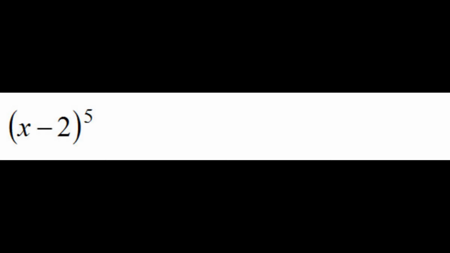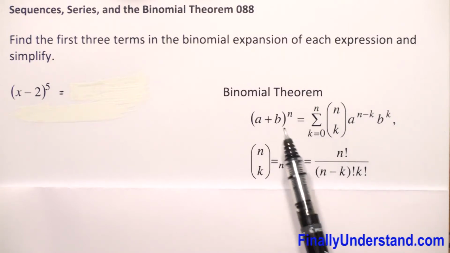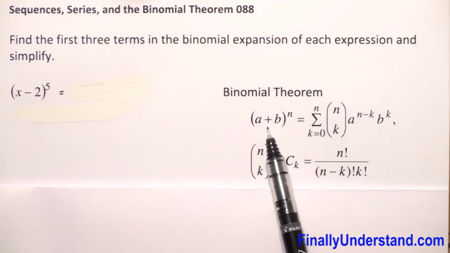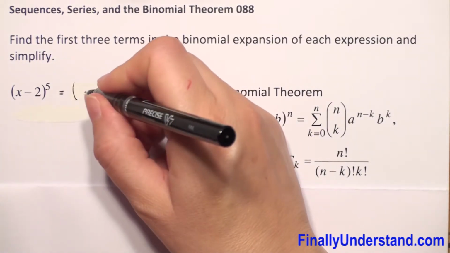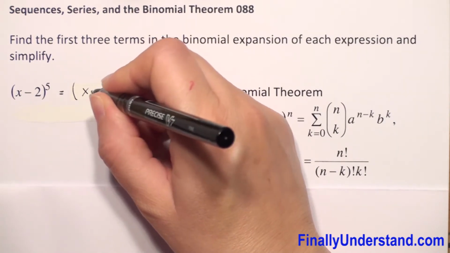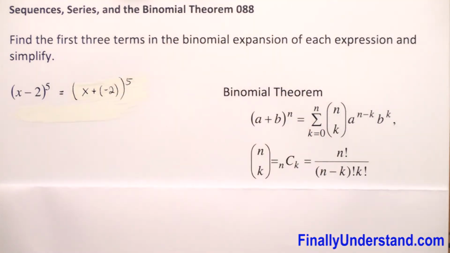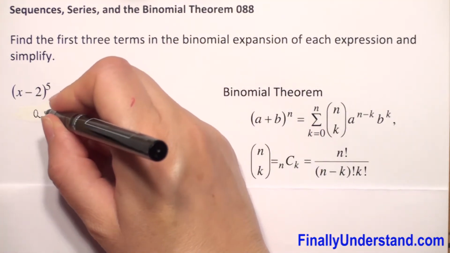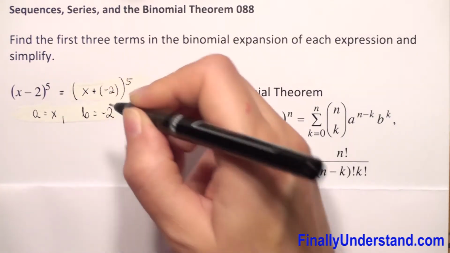We have to find the first three terms in the binomial expansion and simplify. We have (x − 2) to the 5th power. We are given the binomial theorem, but there we have a positive sign between a and b. So first I will rewrite x − 2 as x plus negative 2, to the 5th power. And now a in our example is equal to x and b is equal to negative 2.